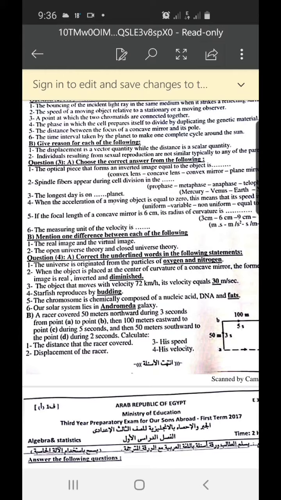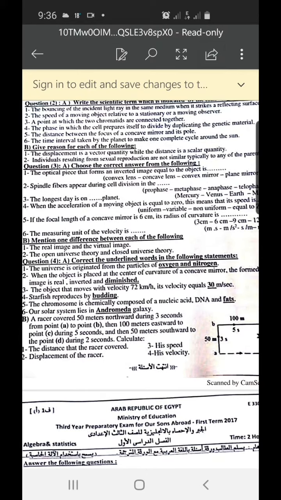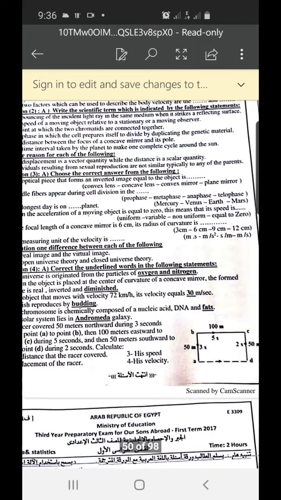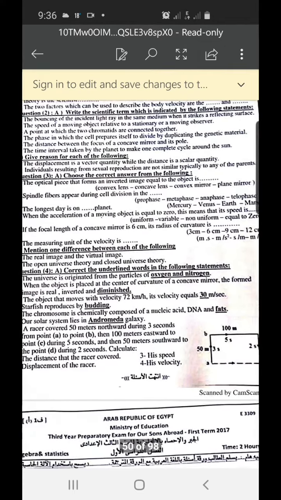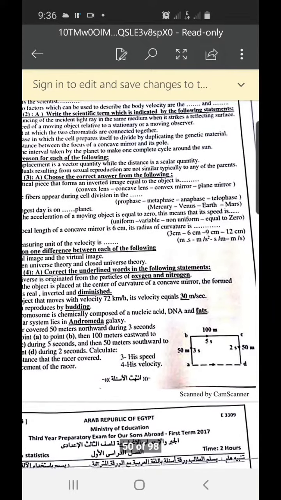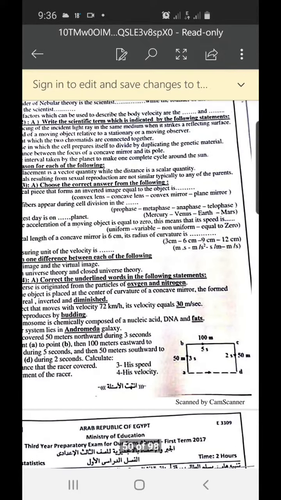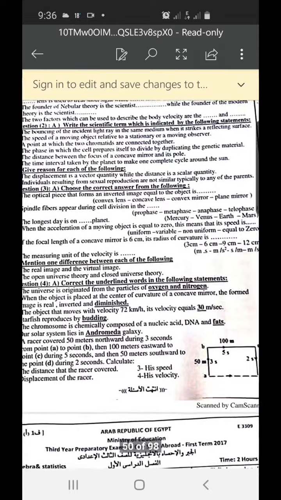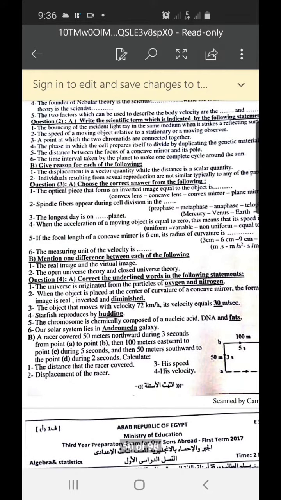Number 5, if the focal length of a concave mirror is 6 cm, its radius of curvature equals. The radius equals double the focal length. So if the focal length was 6, the double will be 12. The answer is 12 cm.